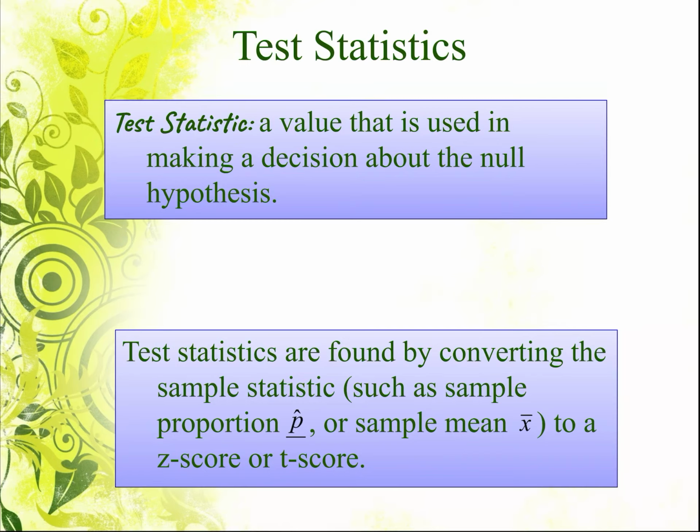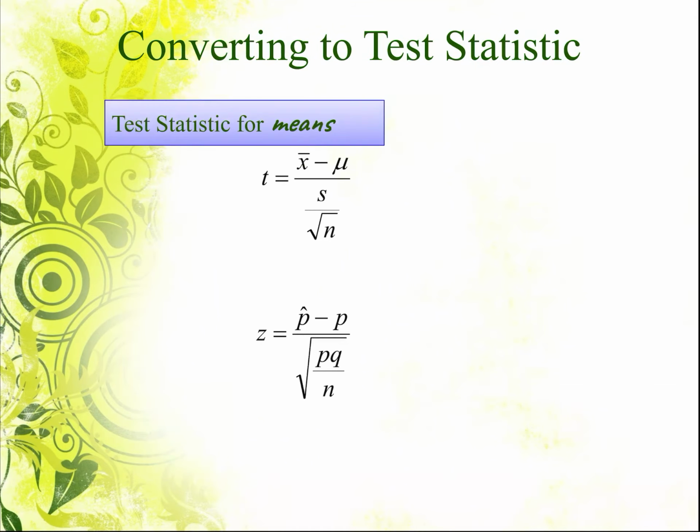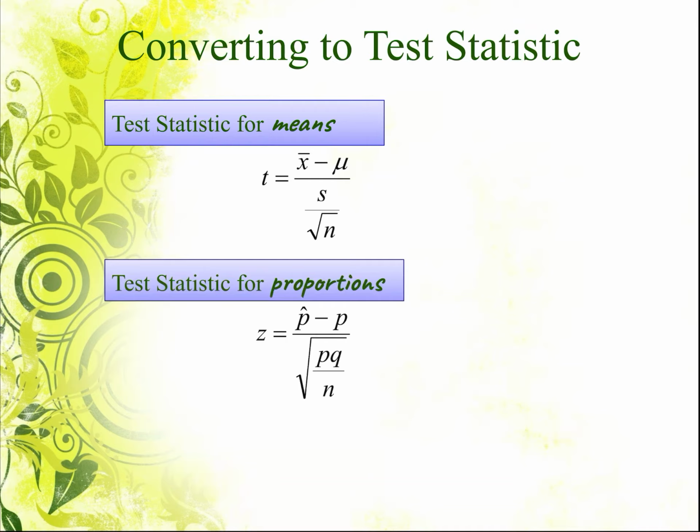Let me show you how we will be converting these sample proportions and sample means to z-scores and t-scores, to the test statistics. We'll be using these two formulas. The top formula, the t equals the sample mean minus the population mean divided by the sample standard deviation over the square root of n. This is the test statistic that we will be using when we're talking about means. So when we're talking about the mean of a population, we'll be using the t-score test statistic.